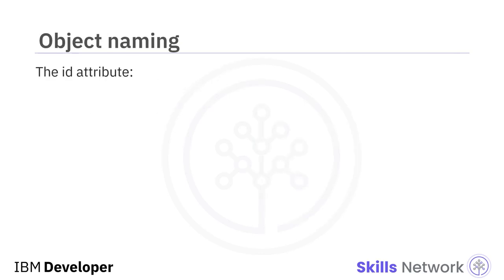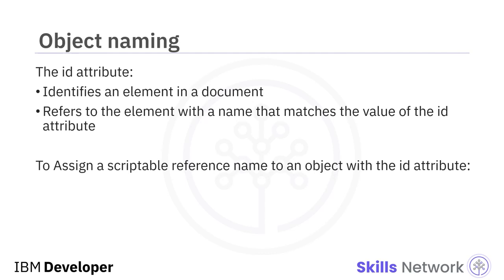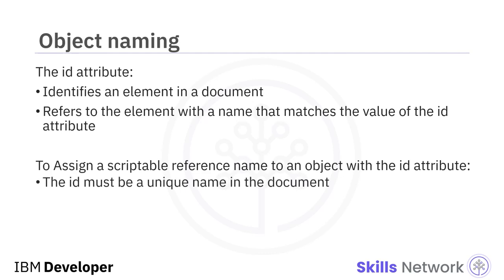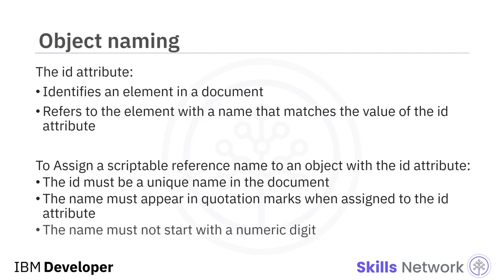The ID attribute identifies an element in a document. The ID attribute of an element is used by scripts to refer to the element with a name that matches the value of the ID attribute. In order to assign a scriptable reference name to an HTML element with the ID attribute, use the following conventions. The ID must be a unique name in the document. The name must be in quotation marks when assigned to the ID attribute. The name must not start with a numeric digit.